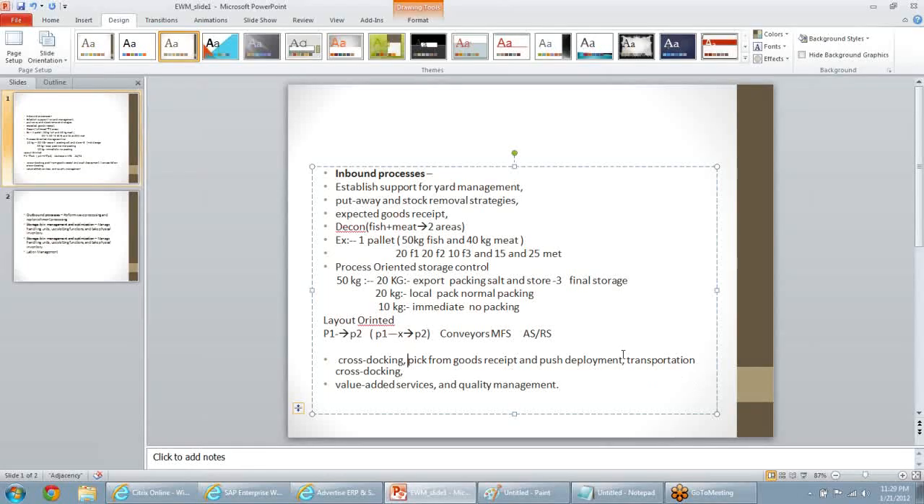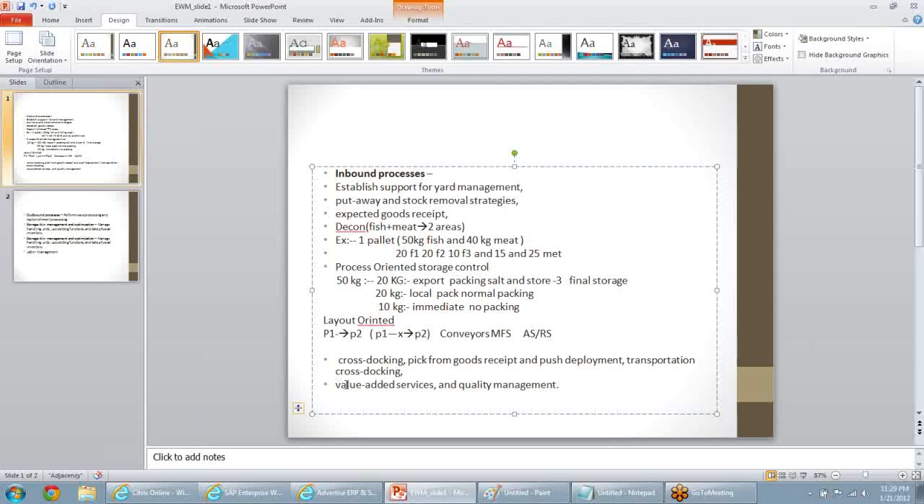And then similarly, the transportation cross-docking. What is transportation cross-docking? Suppose some stock is coming into my warehouse, but I have demand for it at some other place. So instead of routing the goods to my warehouse, I can route the goods from some other warehouse. Suppose I don't have the stock right now, but I have the goods in another warehouse. So I should be able to route the cross-docking across the transportation also. This is supported by the stock transport orders in SAP.